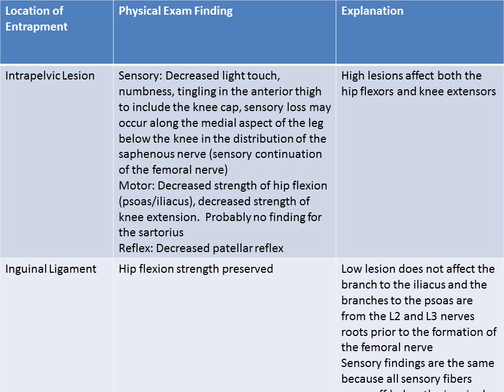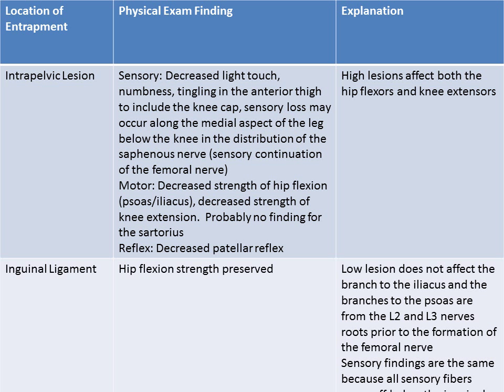Now with an intrapelvic lesion, we're going to have both sensory and motor findings. With regards to sensory, we're going to have decreased light touch, maybe some numbness, maybe some tingling in the anterior thigh. This is going to include the kneecap. Sensory loss may occur along the medial aspect of the leg in the distribution of the saphenous nerve. And we said that that's about 50% of the circumference of the lower leg.